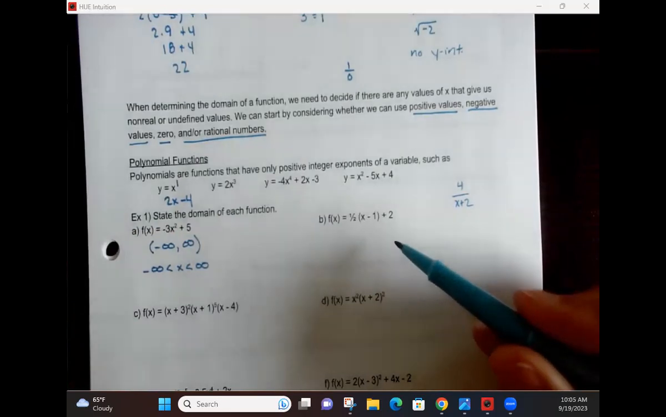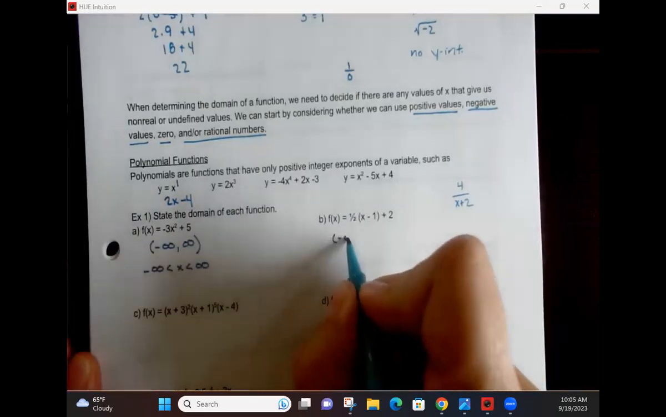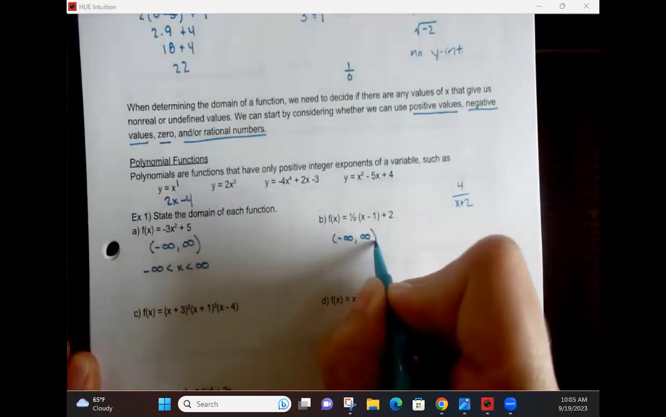How about B? A was a quadratic, B is a linear function. We already talked about square roots of negatives and undefined, and none of those things apply here to B. Could I plug in positive values for x? Could I plug in negative values for x? Yeah. Could I plug in 0 for x? Sure. Could I plug in a fraction or a decimal for x? Sure. So what do we say about the domain on B? It's all real numbers. Everything from negative infinity to positive infinity is fair game.